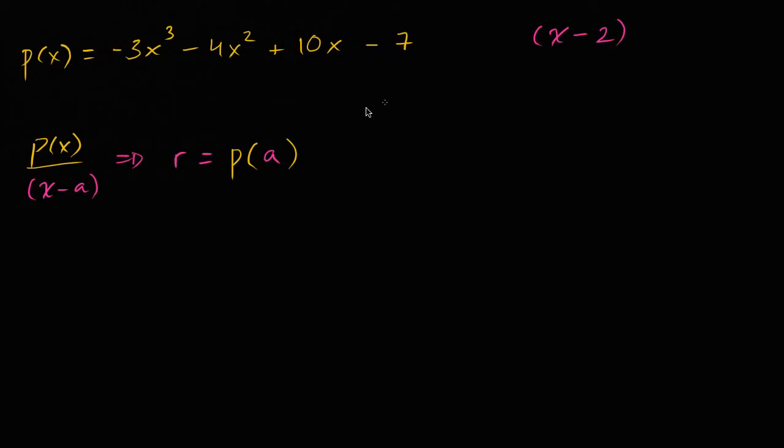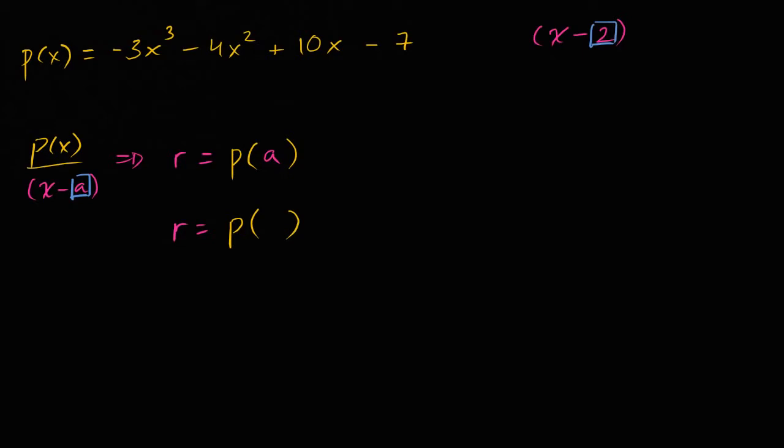What is our a? Well, our a is going to be positive 2. Remember, it's x minus a. So let me do this. Our a is equal to positive 2. So to figure out the remainder, we just have to evaluate p of 2. So let's do that. The remainder in this case is going to be equal to p of 2.